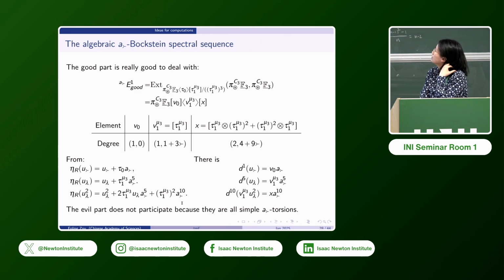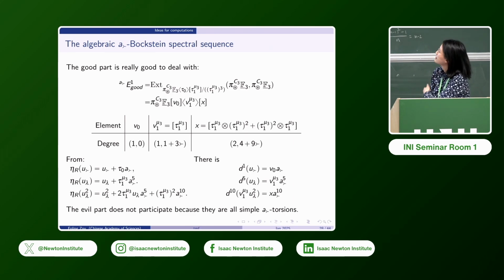Let me explain. The E1 page of the algebraic A-spoke Bockstein spectral sequence for the good part is an X, because we have made it so. And it's an X over this algebra, which by algebra you can compute. It's this. It's not important what precisely they are. The point is that it's easily computable. And these are cycles given by these classes.